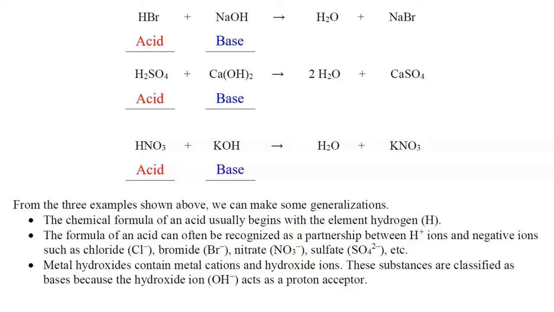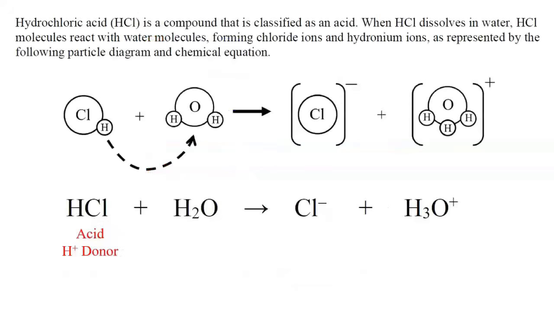Okay, now we're going to take a look at some of the interesting properties of water. So in this particular example, we have a chemical reaction, an acid-base reaction between HCl and water. Hydrochloric acid is a compound that is classified as an acid. When HCl dissolves in water, HCl molecules react with water molecules, forming chloride ions and hydronium ions, as represented by the following particle diagram and chemical equation. So HCl is an acid, a proton donor.